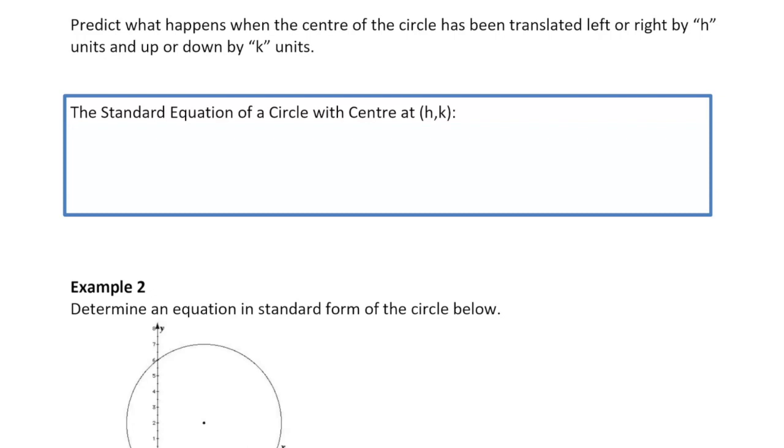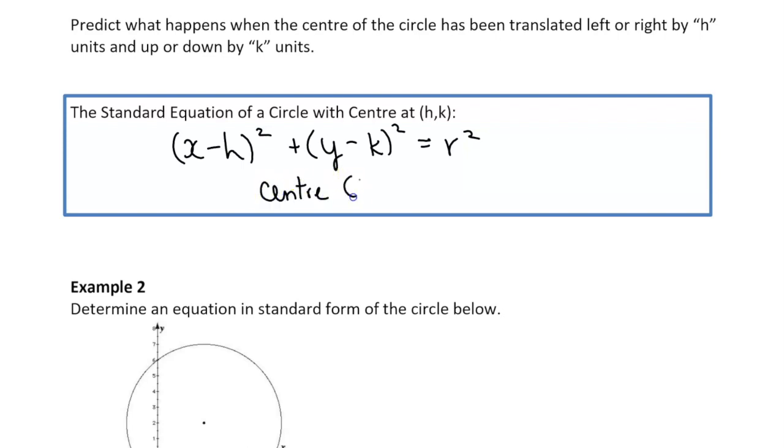So I would predict most of us probably had something like this: x minus h squared plus y minus k squared equals the radius squared. And this is our standard equation for a circle. And that's what happens when you have center h comma k.